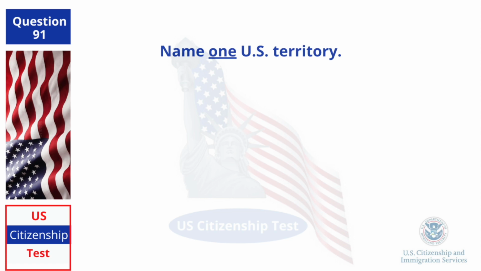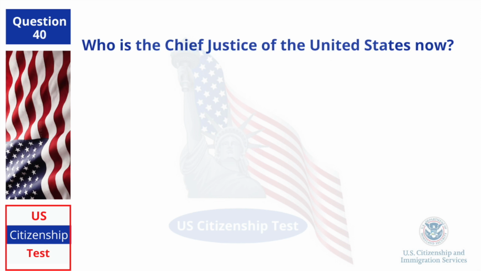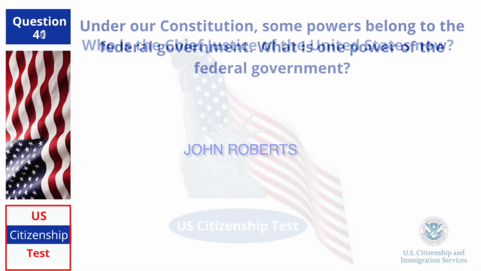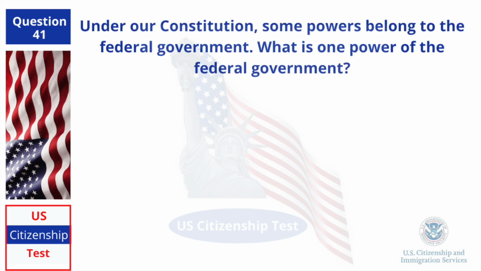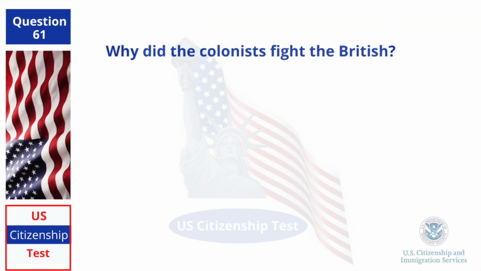Name one US territory. Guam. Who is the Chief Justice of the United States now? John Roberts. Under our Constitution, some powers belong to the federal government. What is one power of the federal government? To print money. Why did the colonists fight the British? Because of high taxes.